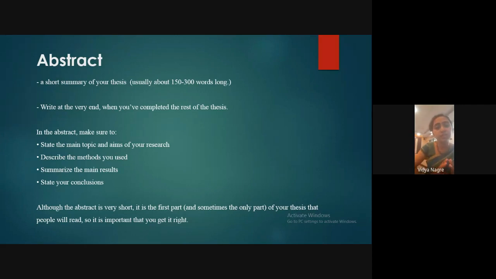Let's say you have written a thesis in 300 pages. What you have written in 300 pages, summarize that into 150 to 300 words in the abstract. So what does the abstract include? The abstract states the main topic of your research, the area of your research, and what your major aim is, what you want to achieve through your research. It also talks about the hypothesis. A hypothesis is a sort of tentative conclusion: I'm doing research in this, and this might be a possible conclusion.